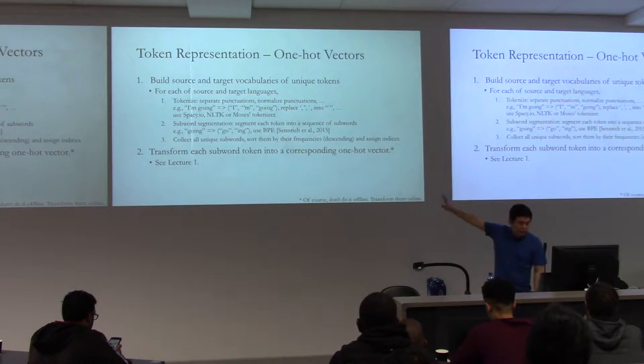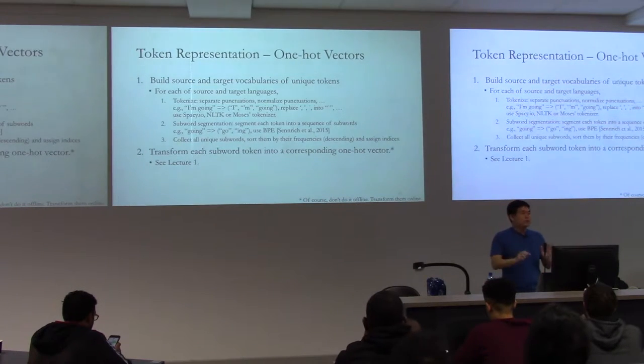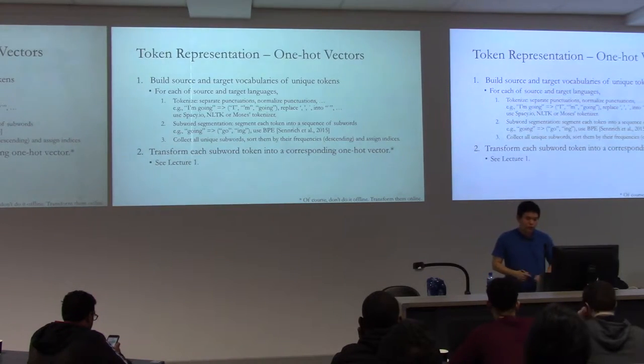Once you do that, you need to transform each subword token into a corresponding one-hot vector, as we talked about two days ago. But obviously, do not do this offline. You never build the actual one-hot vector. The one-hot vector is really nice conceptually to think about how it works, but all you do is save the integer indices. You don't even save the integer indices. You read the text file as it is, do the hashing to find the integer indices, and then do the table lookup. That is just slicing, and that's the most efficient way to do it. You never really want to work with the actual one-hot vectors. That's just a waste of time.